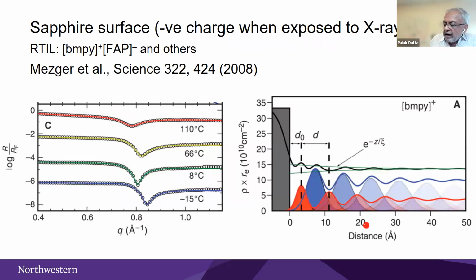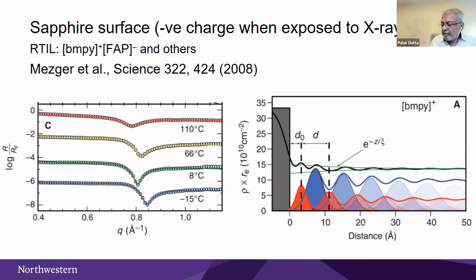Let me go back to some early X-ray studies. These studies from Metzger et al. were done with a sapphire surface. Sapphire, as you fully realize, is not conducting, so you can't use the exact scheme that I showed a minute ago. But when it's exposed to X-rays, it develops a positive charge. It's estimated to be about 0.5 volt.